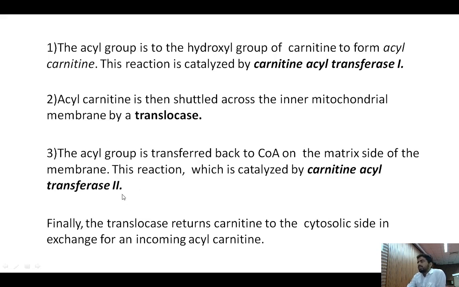Now in the inner mitochondrial membrane on the matrix side, this acyl group is transferred back to coenzyme A. From the carnitine, this acyl group will again go back to coenzyme A, forming acyl coenzyme A on the matrix side of the inner mitochondrial membrane, and this reaction will be catalyzed by carnitine acyl transferase 2, CPT2 in case of palmitic acid. Finally, the translocase returns carnitine to the cytosolic side in exchange for an incoming acyl carnitine. So this cycle will keep repeating.